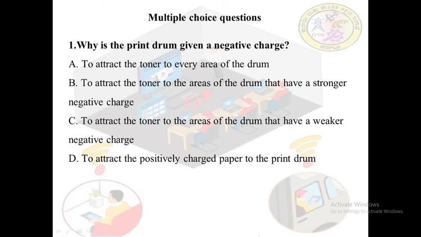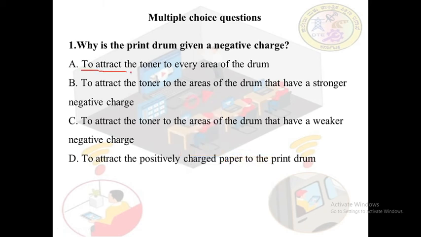So with this understanding, we will solve some simple multiple choice questions. First one, why is the print drum given a negative charge? The print drum on the laser printer is given negative charge because it has to attract the toner powder.